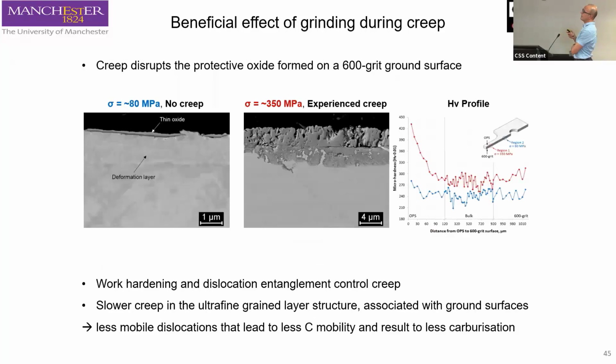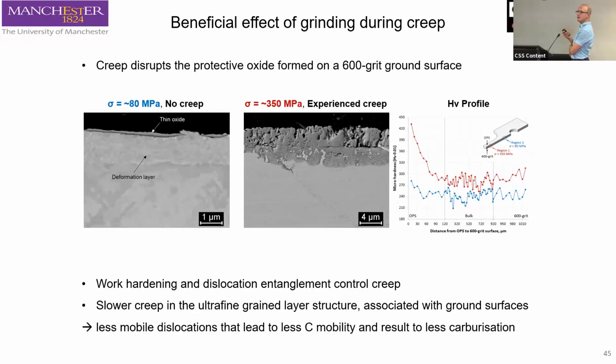Now, the question is, how was it possible to have no evidence of carburization even when you disrupt this oxide? So, if you have relatively low stress, we said you form a protective oxide, but if you are applying very high stress, you disrupt the oxide, but still there was no evidence of carburization.